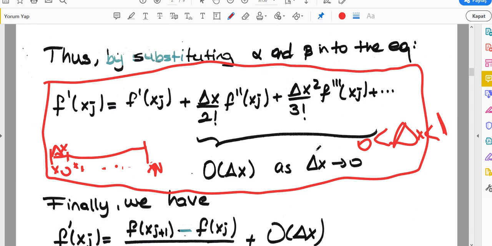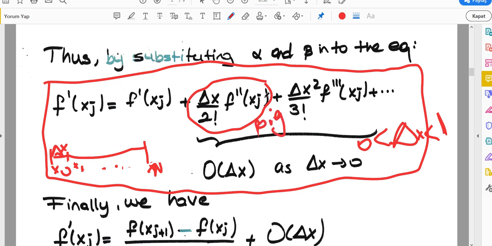So it means that when delta x approaches 0, the remaining terms, which start with delta x divided by 2 factorial, delta x squared divided by 3 factorial, represent, guys, that as delta x goes to 0, this one is the biggest term. This is our biggest one. Okay, this is the big one.